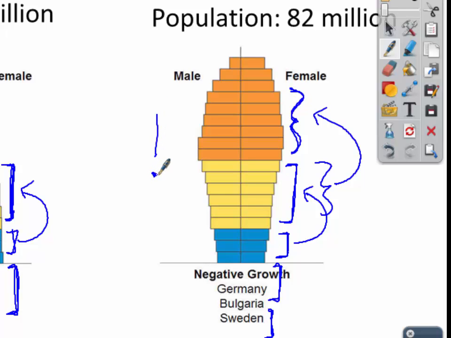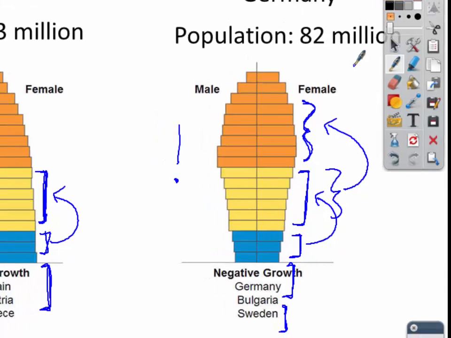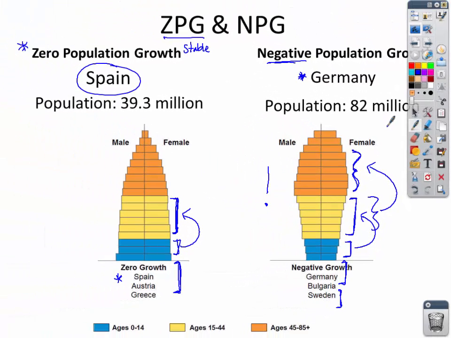I'll put a little exclamation point here because that could be an economic problem, to have negative population growth. In order to grow economically, you need stability or you need growth, depending on your country and your situation.